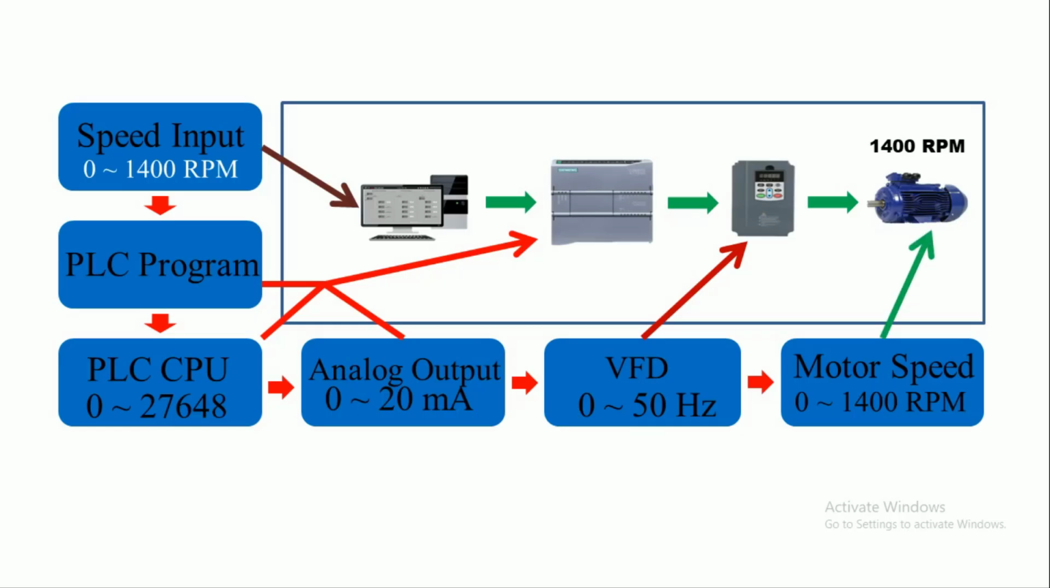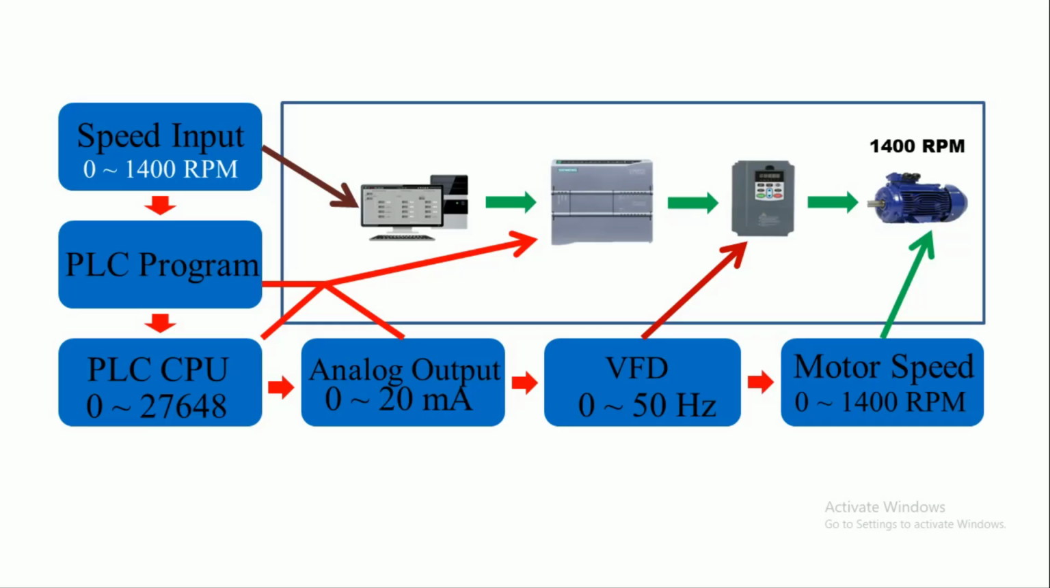Thus, on the particular speed input value, the PLC analog output proportionally creates current signal for providing it to the VFD input, and finally, the VFD will adjust the motor speed at that value that is equal to the speed input value to the PLC.